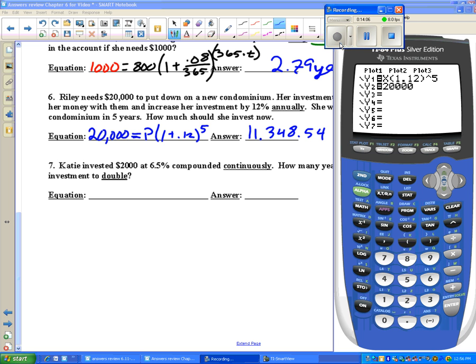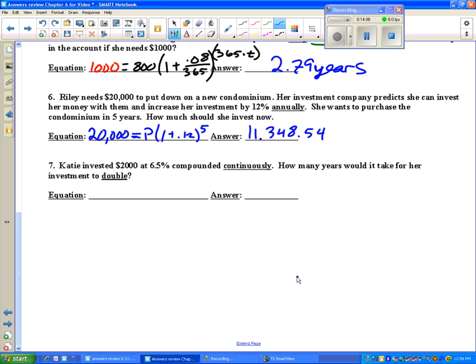So now to number 7. Katie invested $2,000 at 6.5% compounded continuously. How many years would it take for her investment to double? Doubling means I need $4,000 when I started with $2,000. Compounding continuously is e to the rate. 6.5% is 0.065 times the number of years. I don't know, I'm going to call it x.